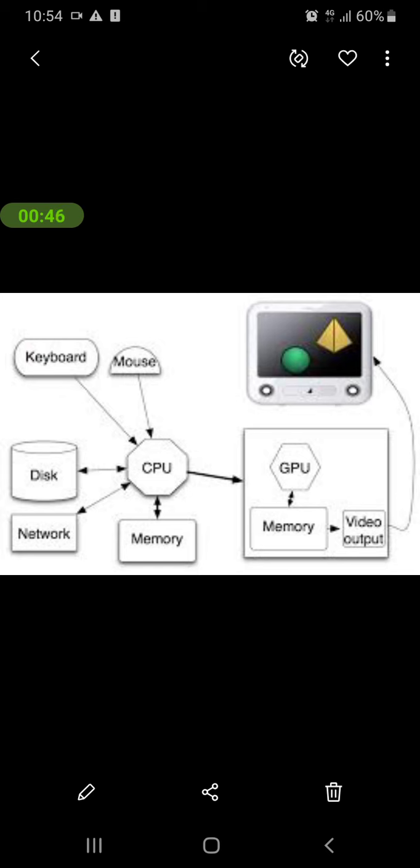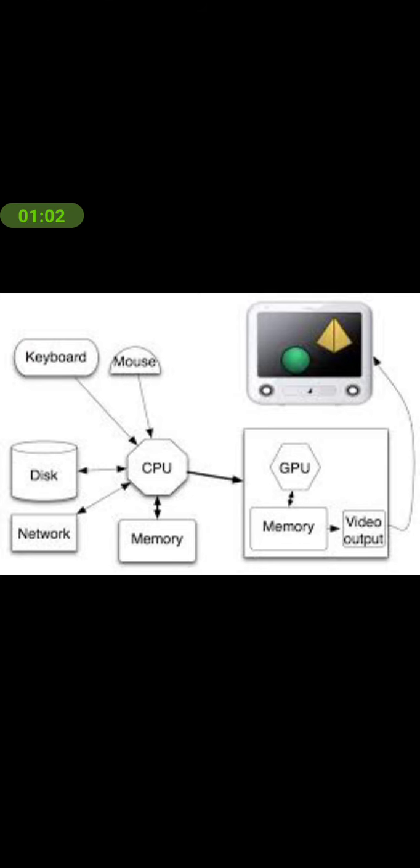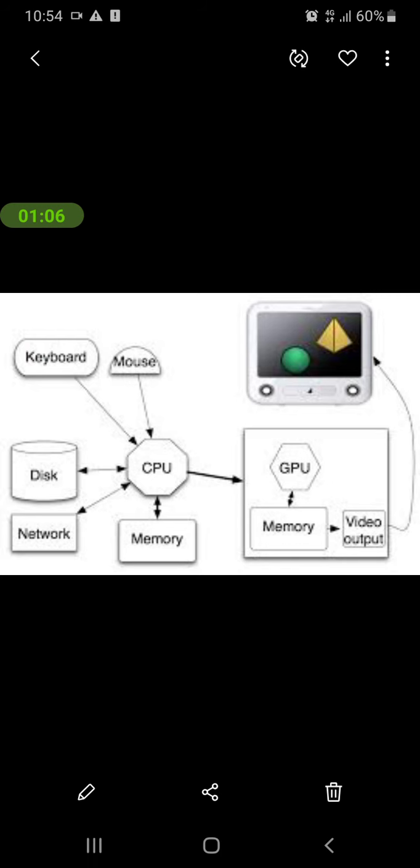Keyboard and mouse send the input towards the CPU for further processing as raw data, and the information is processed by the CPU in a meaningful way, right? And that information is sent to the GPU, that is the graphical processing unit, for further processing, and then it displays the output on the monitor screen.